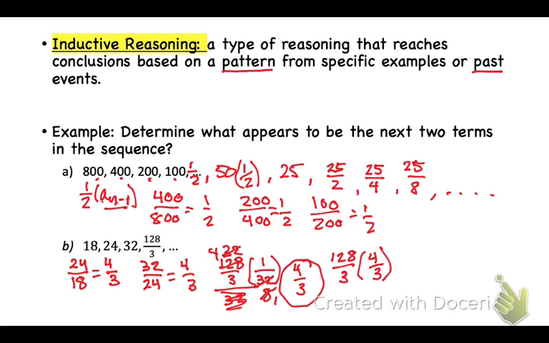Now, does 3 go into 128? How do we know if 3 goes into a number? What's the divisibility rule for 3? If you add all the digits up and it equals a number 3 goes into, it works. So 1 plus 2 plus 8 is 11. Does 3 go into 11? No. So does 3 go into 128? No.